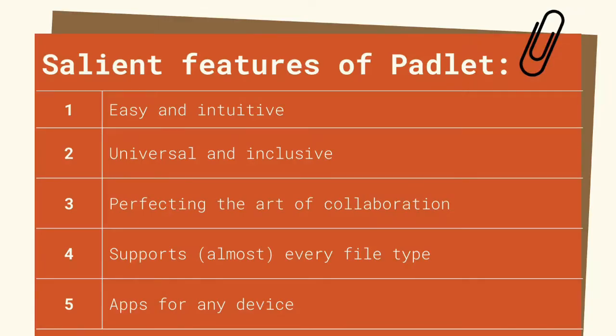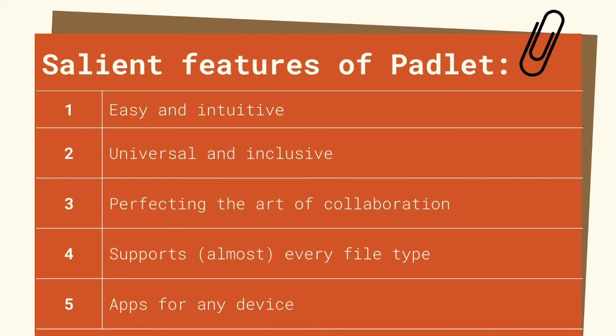The salient features of Padlet. First, easy and intuitive. Even if you've never used any kind of productivity software before, Padlet is familiar and fun. It is easy to use. You can add posts with one click, copy paste, or drag and drop, and changes are auto-saved. Second, universal and inclusive. Padlet is actually available in 42 languages with more being added. So you can collaborate on Padlets from around the globe.